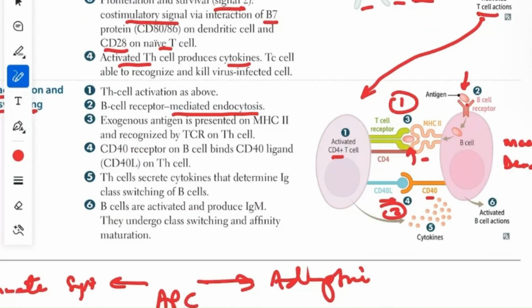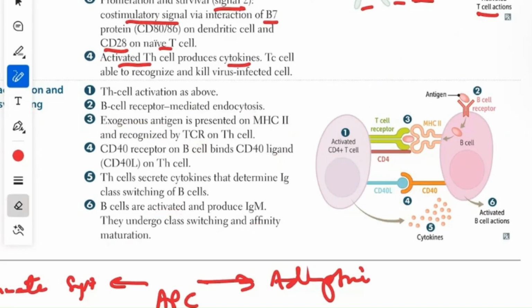Like I said, the exogenous antigen is processed and presented on the MHC2, which is recognized by the T cell receptor on the TH cell. The CD40 on the B cell binds to the CD40 ligand on the T cell. So what's the result of this interaction? Once this binding happens, the T cell will secrete certain cytokines, which you can see here. These cytokines will stimulate the B cell and activate it, and the B cell will undergo class switching and affinity maturation.